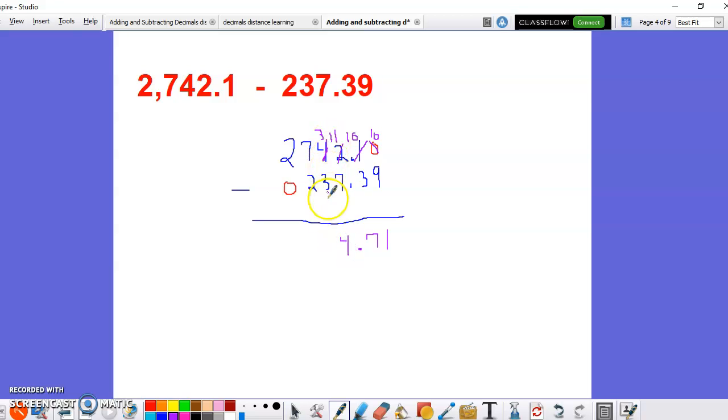3 minus 3 is 0. 7 minus 2 is 5. And 2 minus 0 is 2. So now my difference is 2,504 and 71/100ths. Here is where I go ahead and put in my comma so that I can make sure I have the correct number.